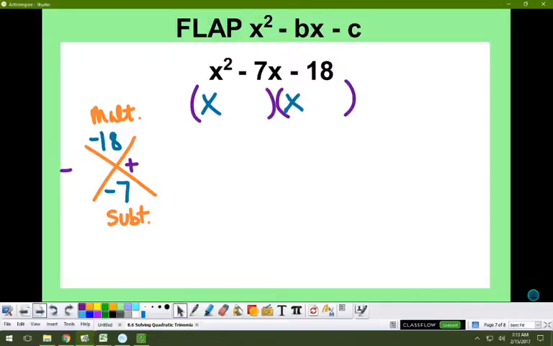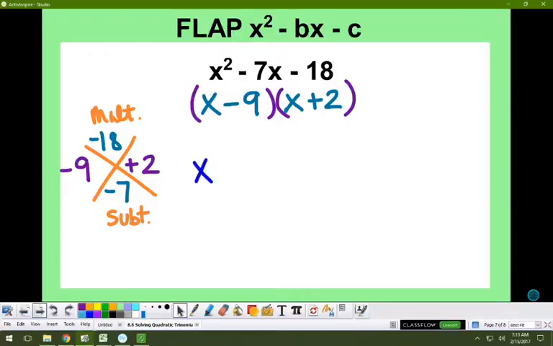So two numbers that multiply to get 18 would be 9 and 2. And a negative 9 plus 2 equals negative 7. So x minus 9, x plus 2 are my factors.